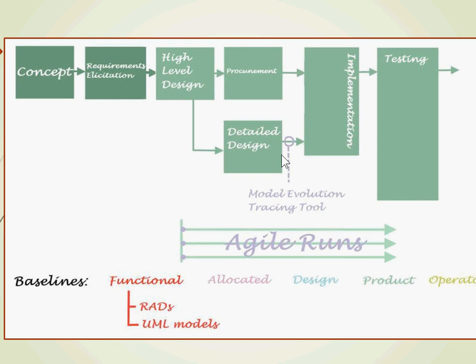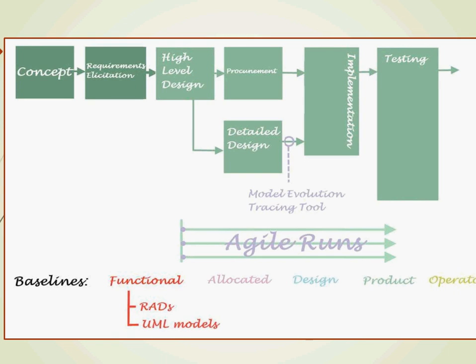As we go through our agile runs, we don't actually do a detailed design phase. Our intent is to take the code and use model evolution tracing tools to reverse engineer the code from run to run, and then identify the changes that happened on each agile run. We go into more detail on that in software configuration management.